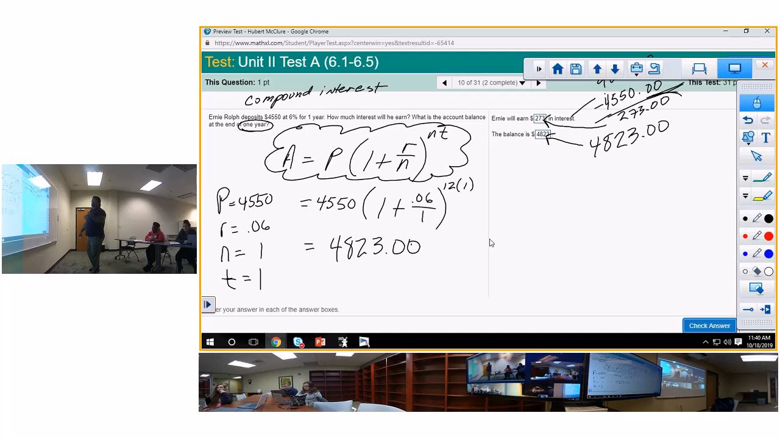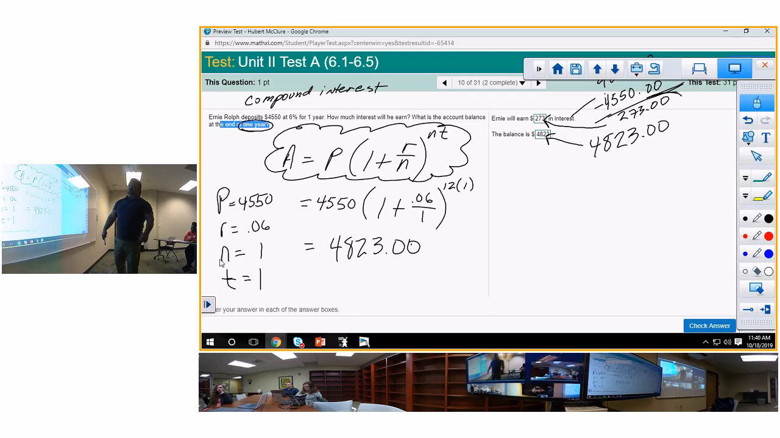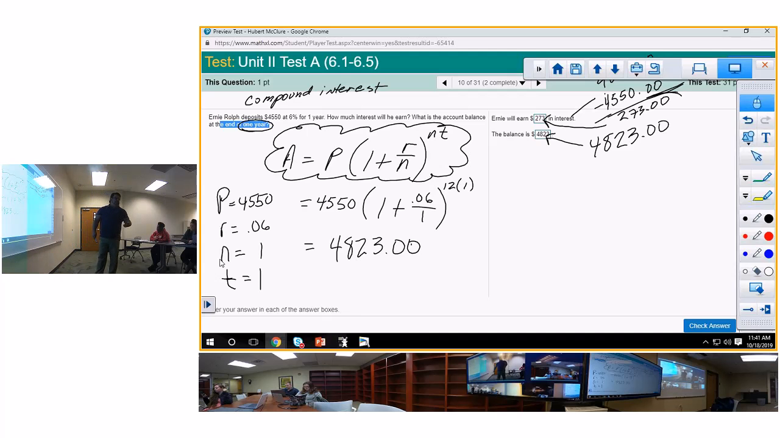Does that make sense? That means at the end of every year, since N is equal to 1, the computer will calculate your interest. If it was 12, that means the calculator computes your interest every what? Month. If it was 6, or 0.5, that would mean your interest is calculated every 6 months, which is a half a year. Does everybody see what I mean there?